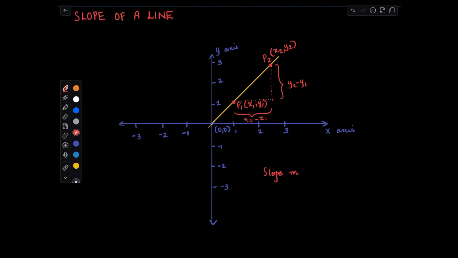And slope of a line is a ratio of the difference in y-coordinates to the difference in x-coordinates between the 2 points. It's usually denoted by the letter m. So the equation of m is m equals y2 minus y1 divided by x2 minus x1.